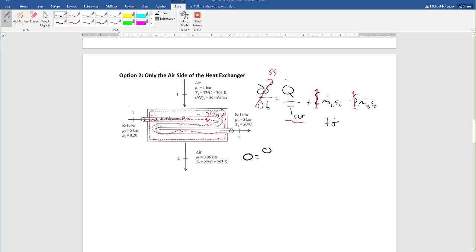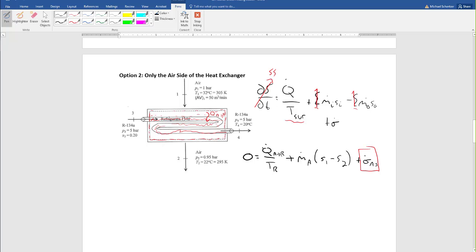Again, I'll do it in 2 steps so that we can see that I'm isolating. So 0 is equal to Q dot, from the air to the refrigerant, over T in the refrigerant, plus m dot of the air times S1, the inlet, minus S2, the outlet, plus sigma dot, which we can call on the air side. Now again, I want to isolate this term, so I'm going to move everything else to the other side of the equation.